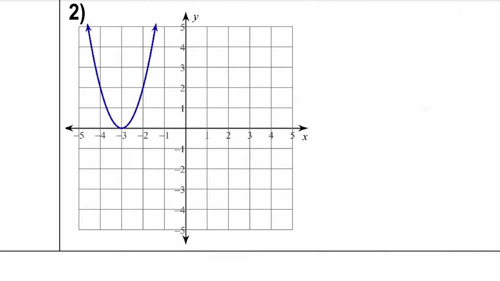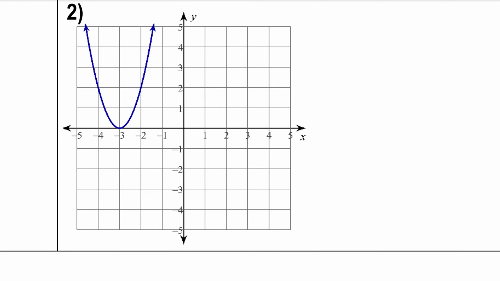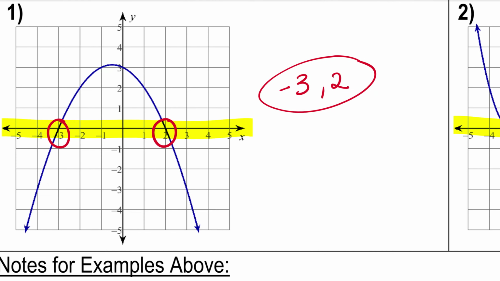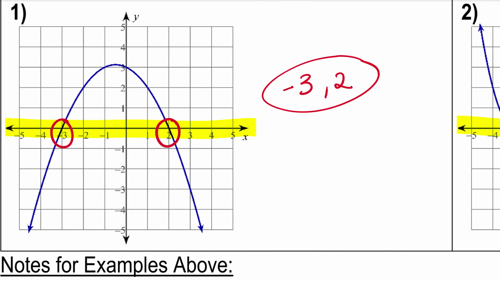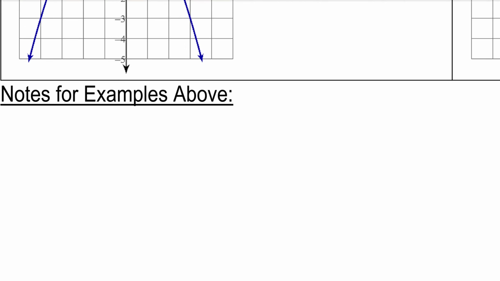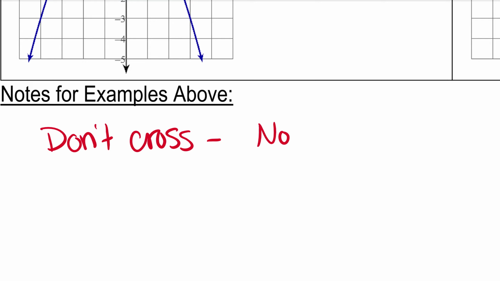So number 2. So again, I want to look at just the x-axis. And on this one, notice it touches at -3. So -3 would be my only answer. So my only other option for this, I can either touch it once and turn around, I can cross it twice, or if I don't cross or touch it at all, then my answer would be no solution. So that's my only three options I have for this type of question.